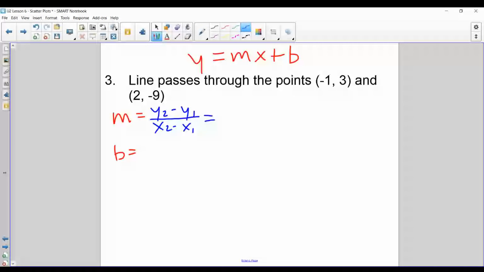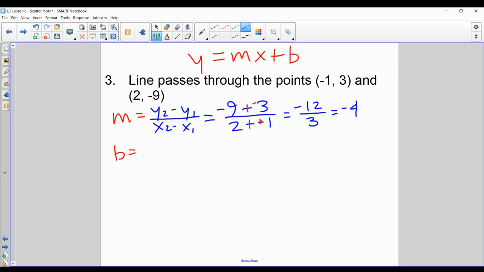So I'm just going to put -9, the y value on my second point, minus 3, the y value on my first. Then go back to the same starting point, 2 minus, and be careful here that we do minus a -1. I'm going to remember that subtracting is the same as adding the opposite. So my slope is going to be -12 over 3, which is -4.